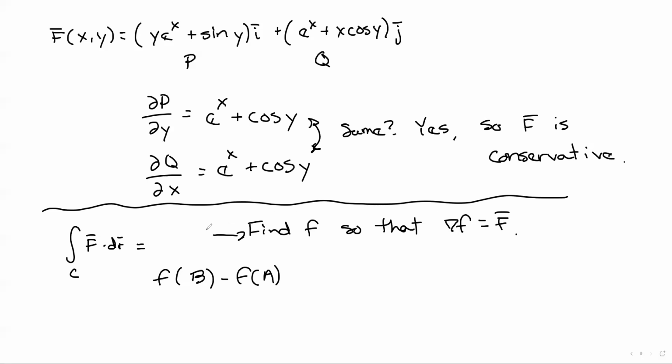Because once I've got the lowercase f, then I can pop in the endpoints. But it's not going to be just given to you. I mean, it is in this lecture, but in general, it's not going to be. You're going to have to go through and find the lowercase f. So how do we do that?